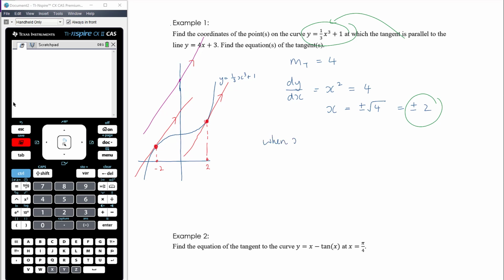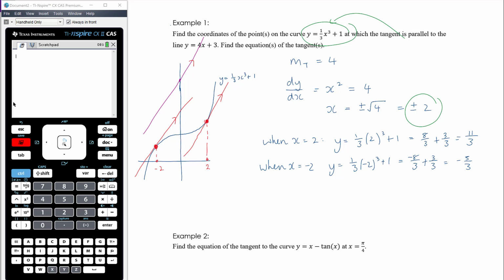When x equals positive 2, y is going to be 1/3 times 2 cubed plus 1. So that is 8/3 plus 3/3, which is 11/3. And then when x equals negative 2, y will be 1/3 times negative 2 cubed plus 1, which means it's negative 8/3 plus 3/3, and so negative 5/3. Obviously in my diagram, my x-axis is too low down, so that second point on the left of the y-axis should be below the x-axis. But again, it's just a diagram to give you a sense and understanding of what's happening.